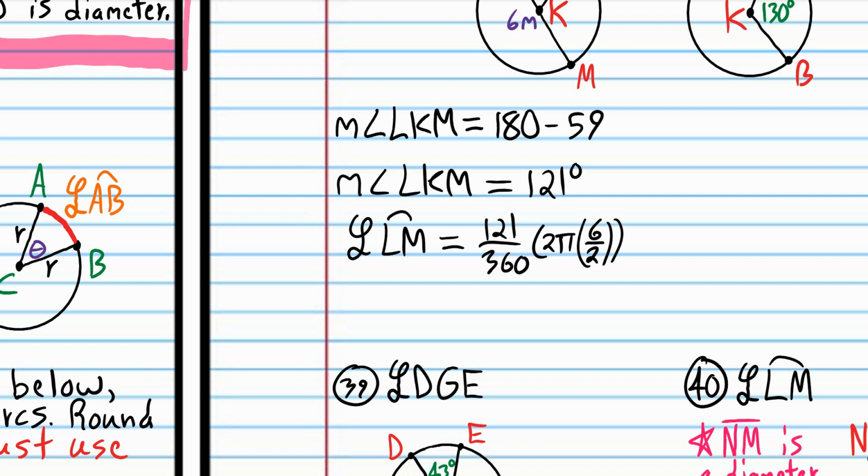So 121 divided by 360 equals, then times 2 equals, then times pi equals, then times 3, because 6 over 2 is 3. So 6.34 if you round to the nearest hundredth. Again, in all these problems, we're rounding to the nearest hundredth. And if you use 3.14 for pi, you're not going to get exactly the same answer, so just be aware of that.